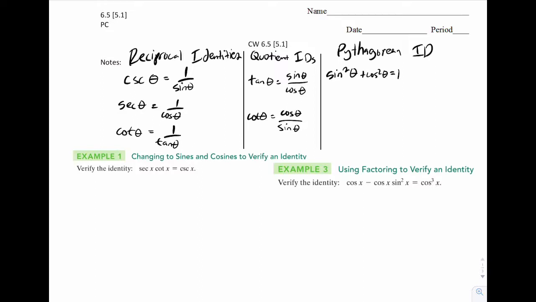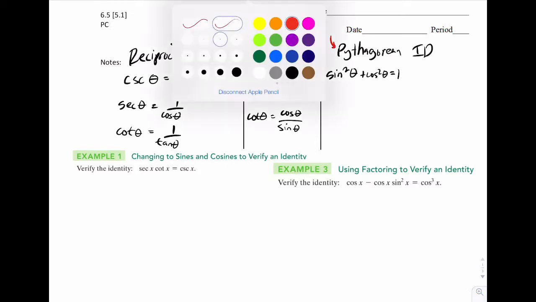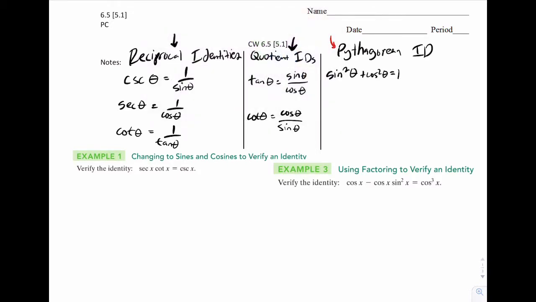So these first two columns, column 1 right here, column 2 right here, you should recall those pretty easily from just what we've been doing in class. This third one's going to be the really important one that I need you guys to recall, the Pythagorean identity. This is the main one. Sine squared plus cosine squared is equal to 1. If you forgot why that is, just remember the unit circle.